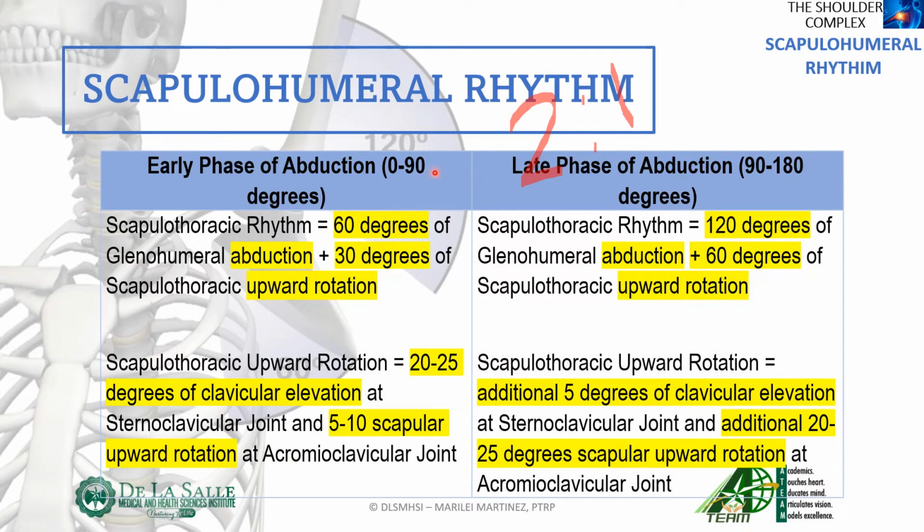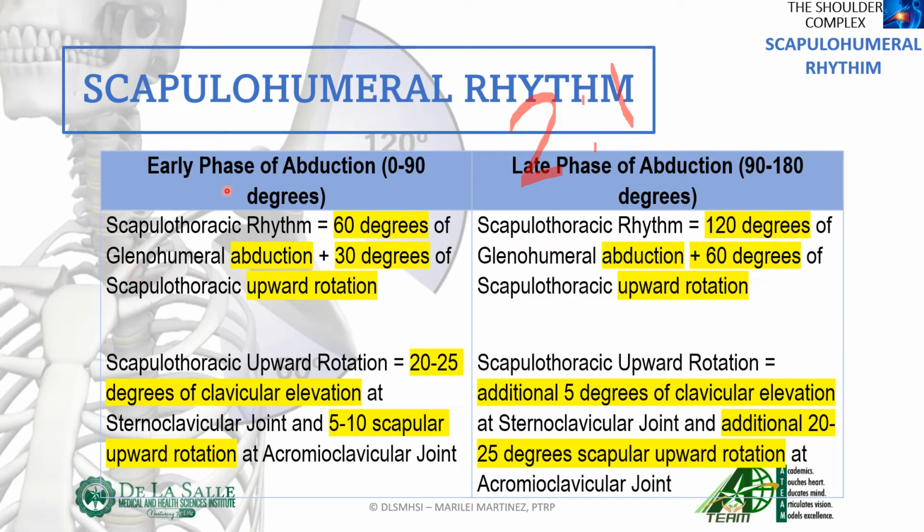Okay, so let's divide the shoulder abduction into two phases. We have your early phase of abduction, that is specifically 0 to 90 degrees, and the late phase of abduction, that is 90 to 180 degrees. Why 180? Because the full range of motion of shoulder abduction is 0 to 180. So if you are to divide it into early phase and late phase, just divide 180. Okay, 0 to 90 and 90 to 180.